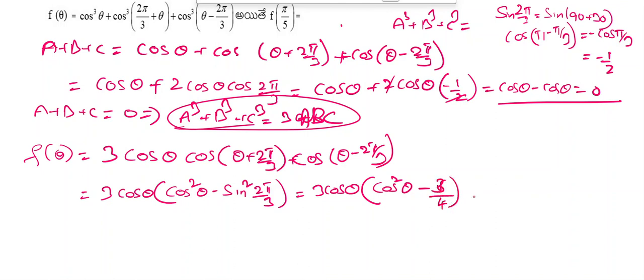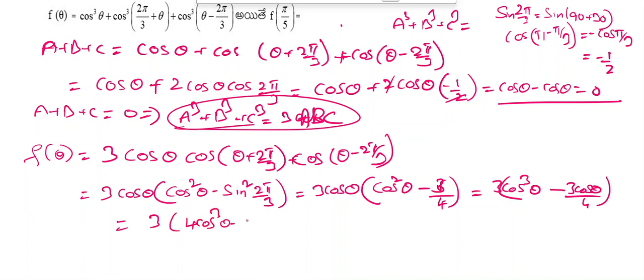So multiplying by 3 cos theta, this is 3 cos cube theta minus 3 cos theta by 4, multiplying by cos theta. Now take LCM, that is 3 into 4 cos cube theta minus 3 cos theta by 4. This is 4 cos cube theta minus 3 cos theta. This value is cos 3 theta.